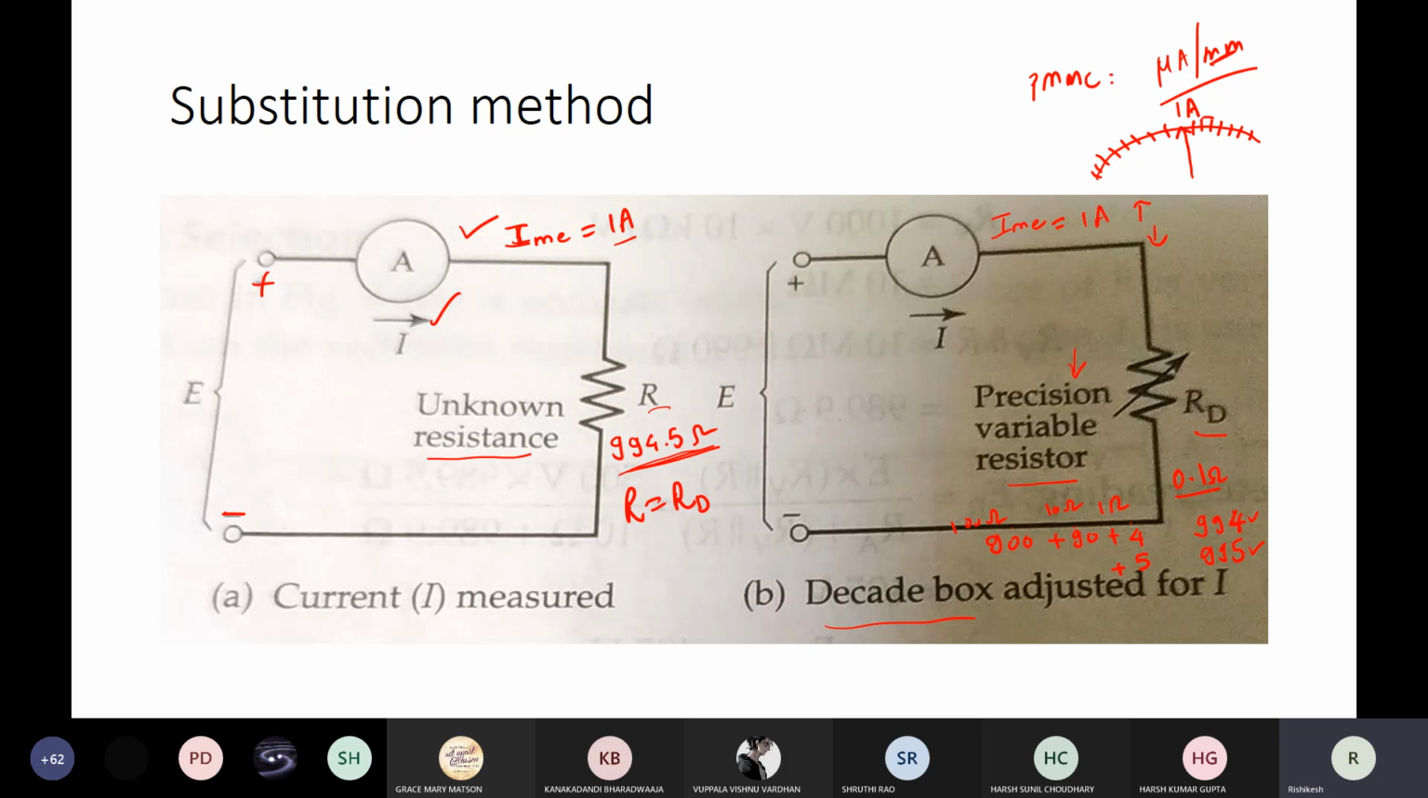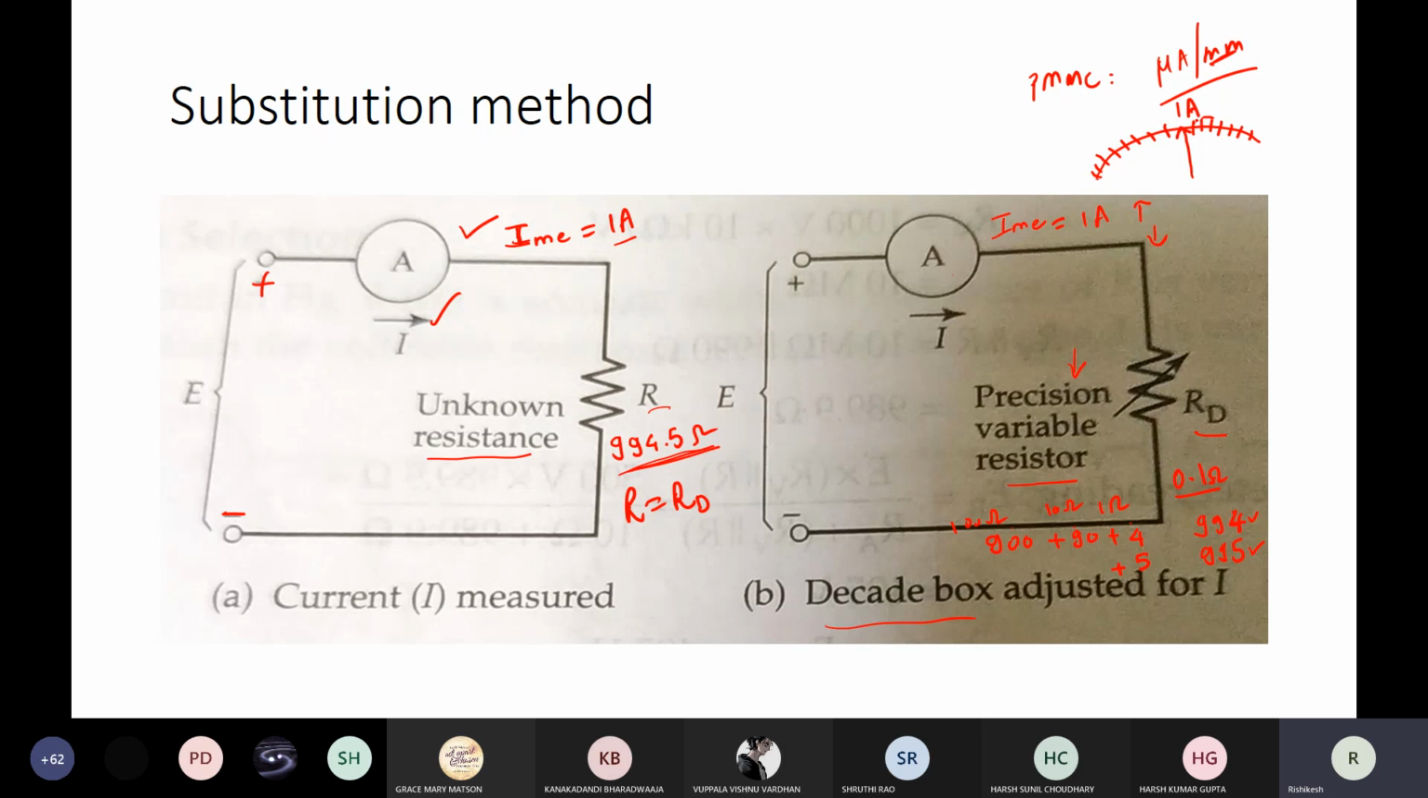Imagine this variable resistance was a continuous resistor, continuous, not stepwise, not increasing in steps. Then at one point you will note the exact same current value.